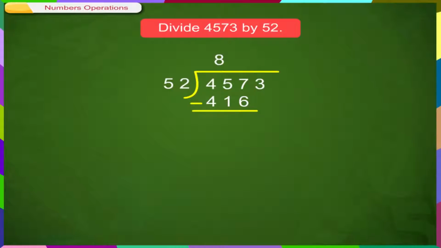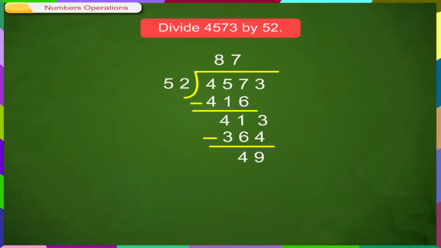Subtract 457 minus 416 is equal to 41. Write 41 as remainder. Bring down 3 from the dividend 4573 and write it to the right of 41. Consider 413 as dividend now. That is, we have to find 413 divided by 52. Repeat the process till we get a remainder, either 0 or a number which is not divisible by divisor 52.